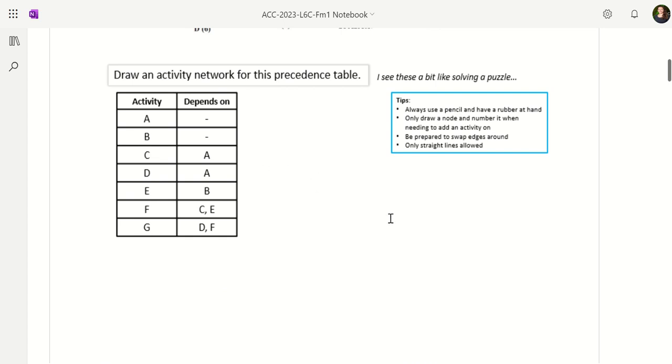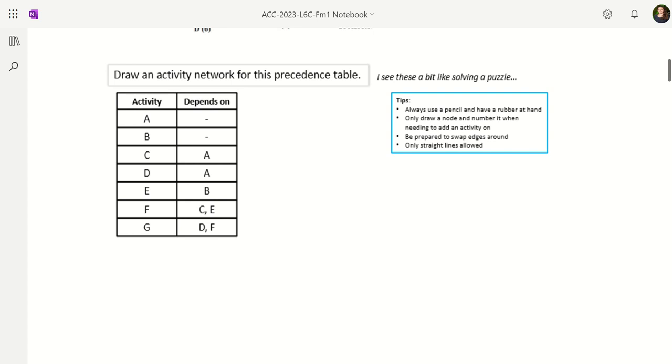If you are inking on your screen, this is really good because you might need to rub things out. So in the tips it says always use a pencil, and that's because we might have to move some of the arcs around a little bit to make the diagram work sometimes. So be prepared to rub things out and draw things back in. Only draw a node and number on it when you need to add an activity on. So I'll explain with this example.